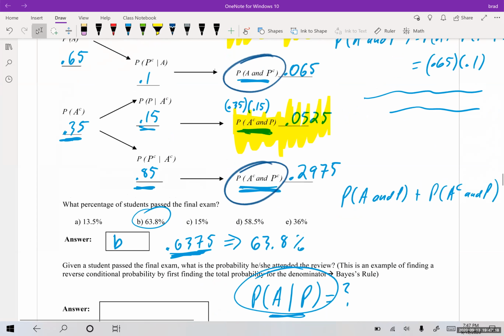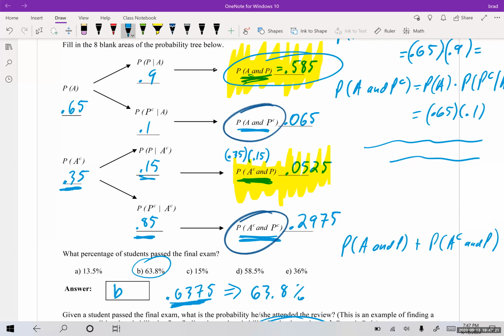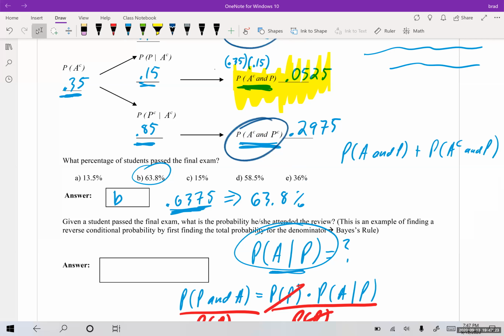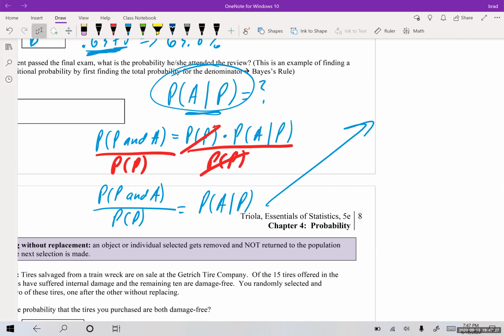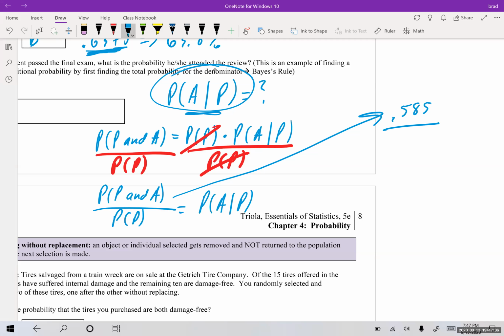Well, let's go up here. Probability of attending and passing is 0.585. So let me do some scratch work over here. I'm going to do probability of passing and attending. Let me take this and put it over here. That will be 0.585 divided by, what's the probability of passing?